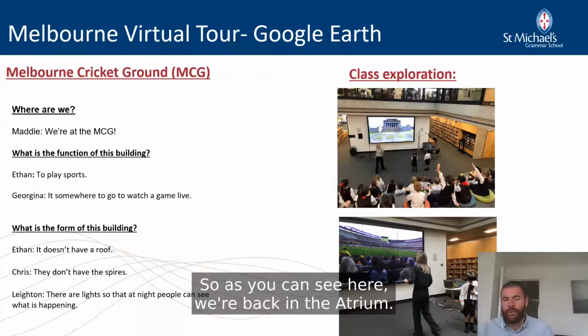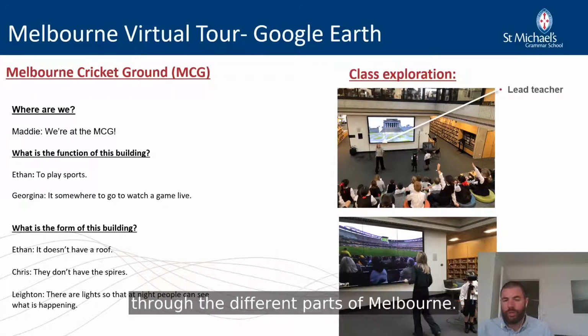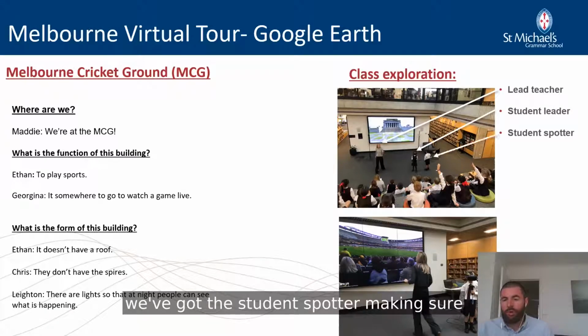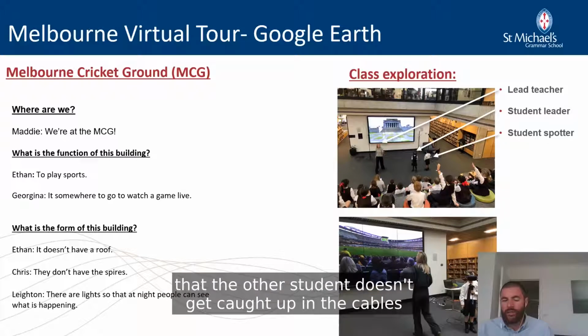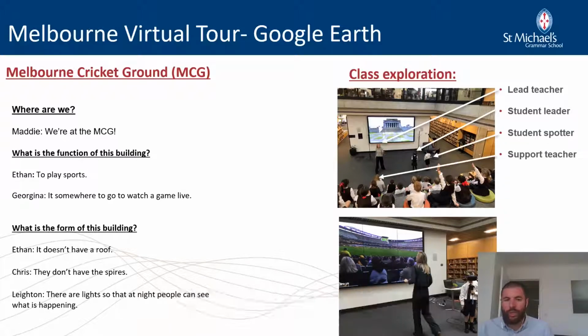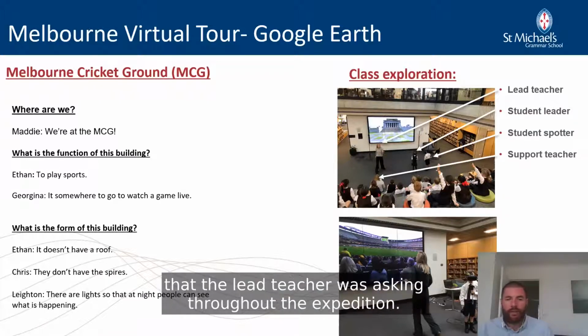As you can see here, we're back in the atrium. We've got the lead teacher walking the students through the different parts of Melbourne. We've got the student leader with the Vive headset on. We've got the student spotter making sure that the other student doesn't get caught up in the cables. And then we have the support teacher here, whose role is to take notes throughout the virtual tour. On the left-hand side here, we've got some of the questions that the lead teacher was asking throughout the expedition.